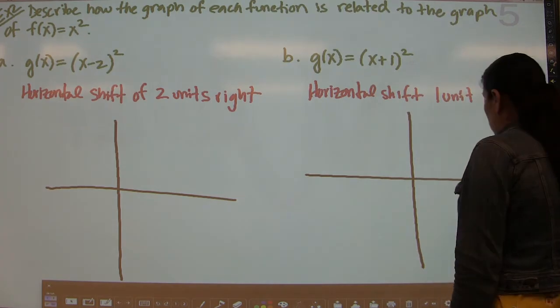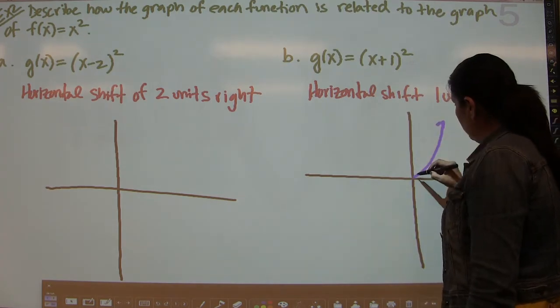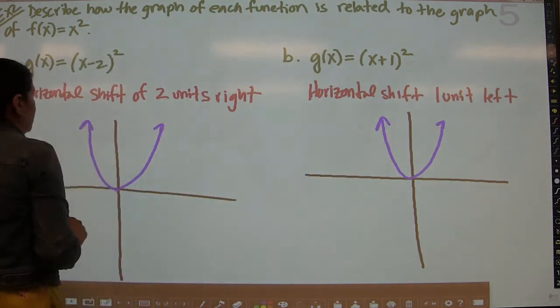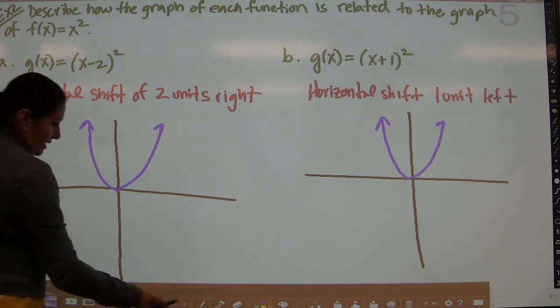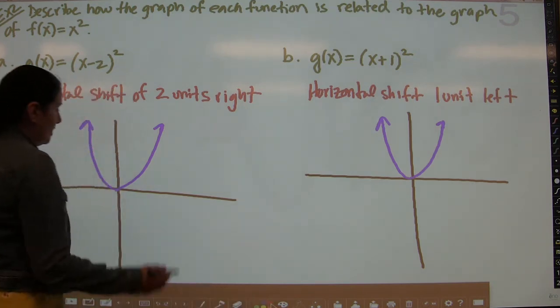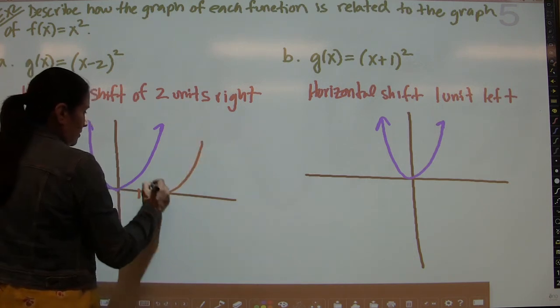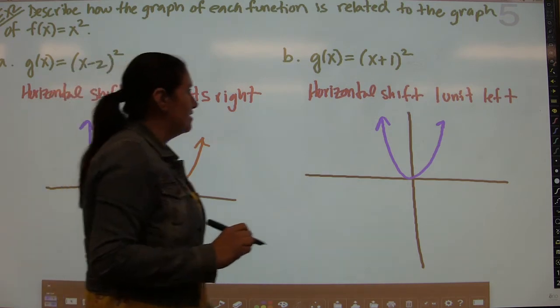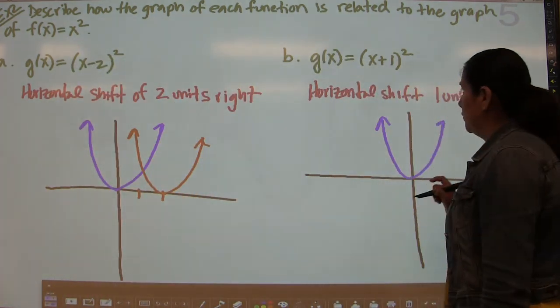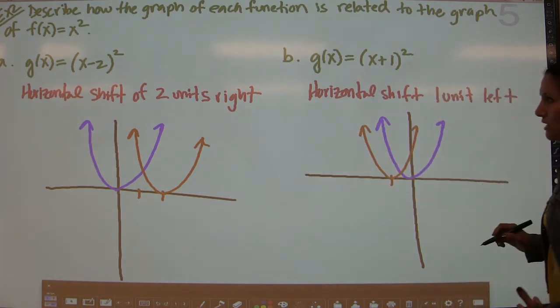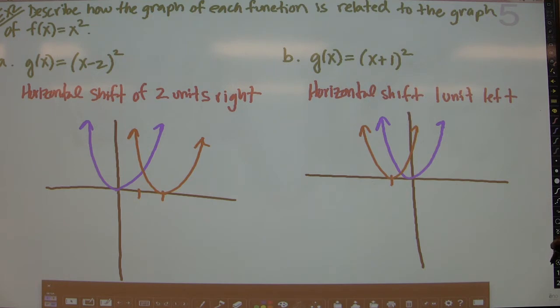So again, you always start with your parent graph. So there's your parent graph. And because it says to shift it 2 units to the right, all it means is that I'm going to go 2 units to the right, so now my graph will be here. In the case of part B, because it says plus 1, we're going to shift it 1 unit to the left, so it would be there. Very easy to graph those. Again, it doesn't ask you to graph it, it only asks you to describe how the graph of each function is related to the original graph, but you could graph it very easily as well.